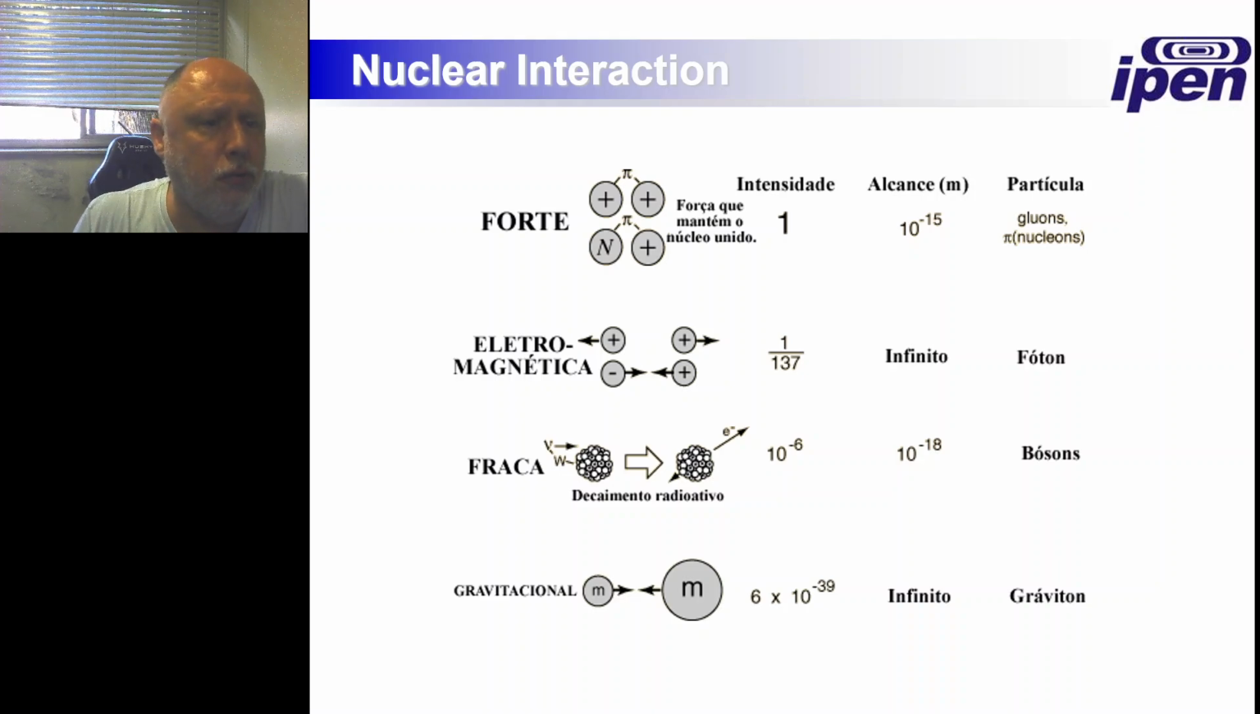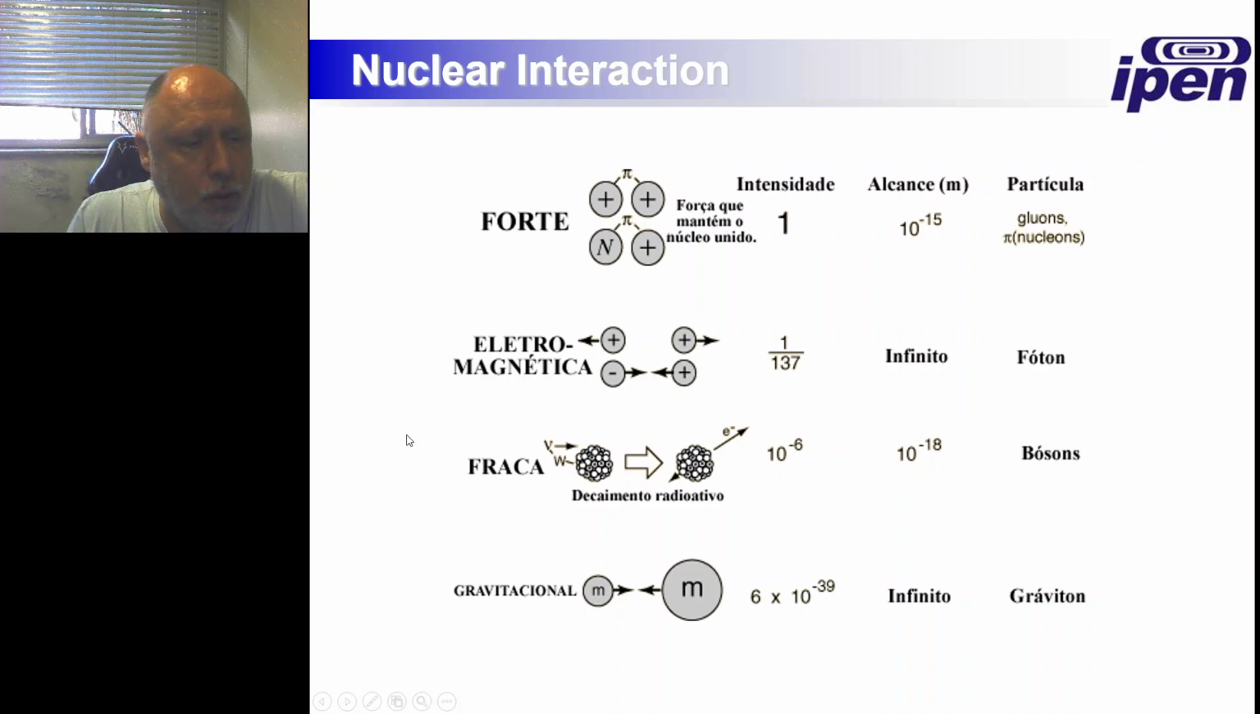If we compare the four interactions, right, it's in Portuguese, but the strong interaction that keeps the nucleus together, its intensity is 1, we normalize by it. Its range is very, very short. It's 10 to the minus 15 meters. In fact, in a large nucleus, it's so short that one nucleon cannot see the other nucleon on the other side of the nucleus, right? Then we have the electromagnetic interaction, which is 137 times weaker than the strong one. The range of this is infinite, right?